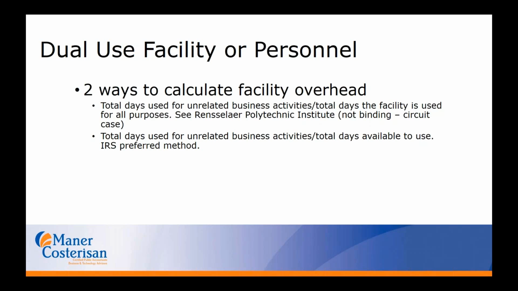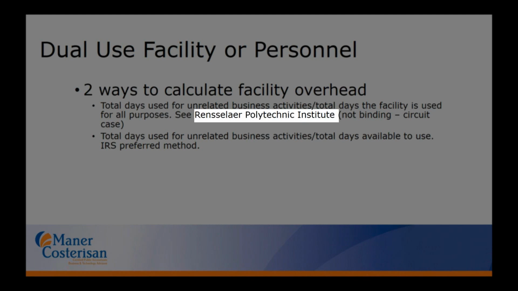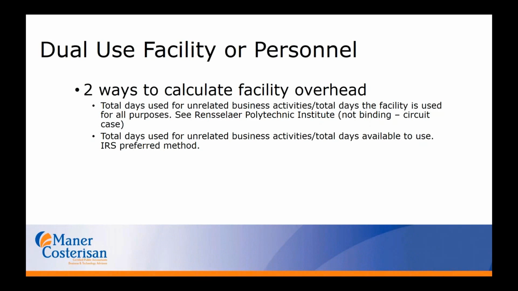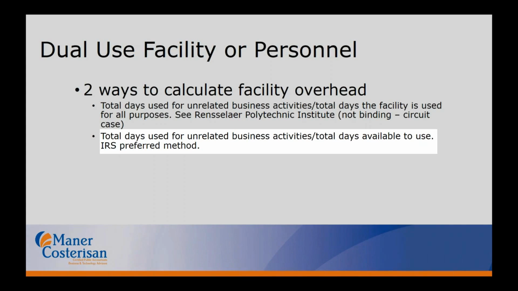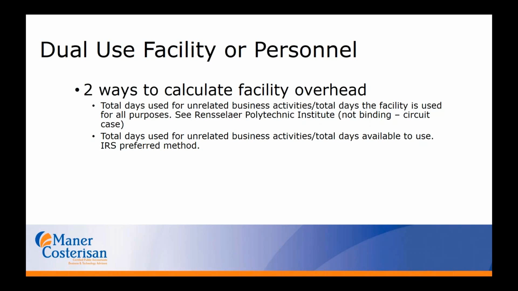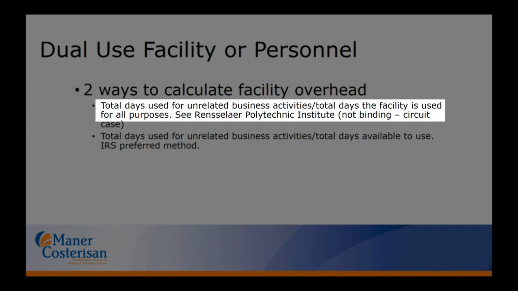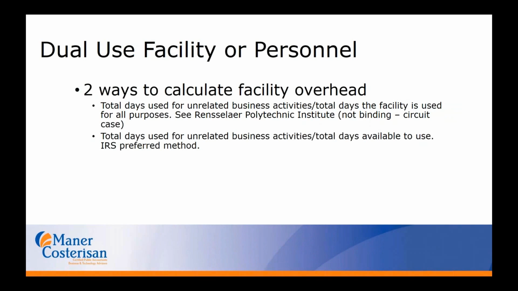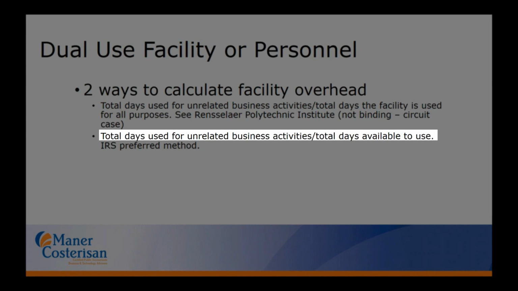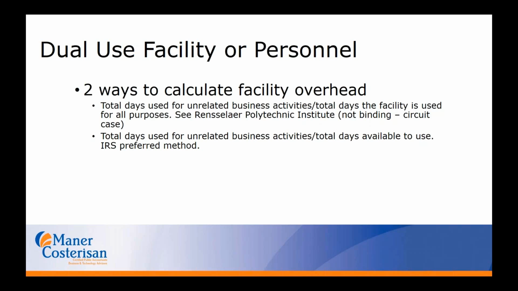There's the way that I'm going to talk about first, which is the Rensselaer Polytechnic Institute, if I'm saying that correctly, and that was a circuit court case that is not binding but could be used in argument. And then there's the IRS preferred method. So the first method is where you take total days used for unrelated business activities over the total days the facility is used for all purposes. The other option is the total days used for unrelated business activities over the total days available to use, and that's the IRS preferred method, obviously, because in this case you're going to get less allowed expenses. So a lot of times I prefer the first method, depends on how aggressive you are, but you can always use that circuit case in the event of an audit to argue your point.